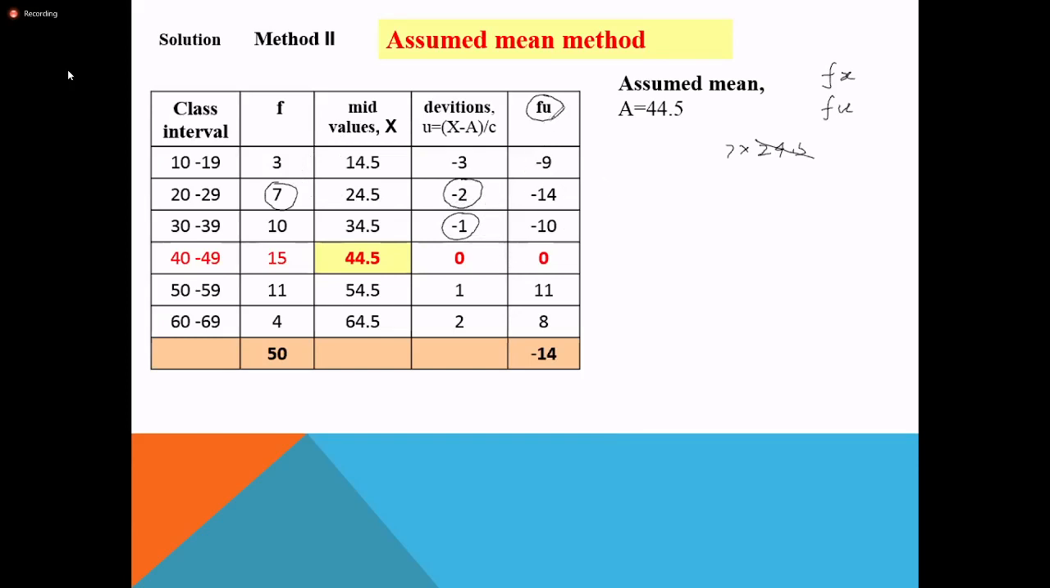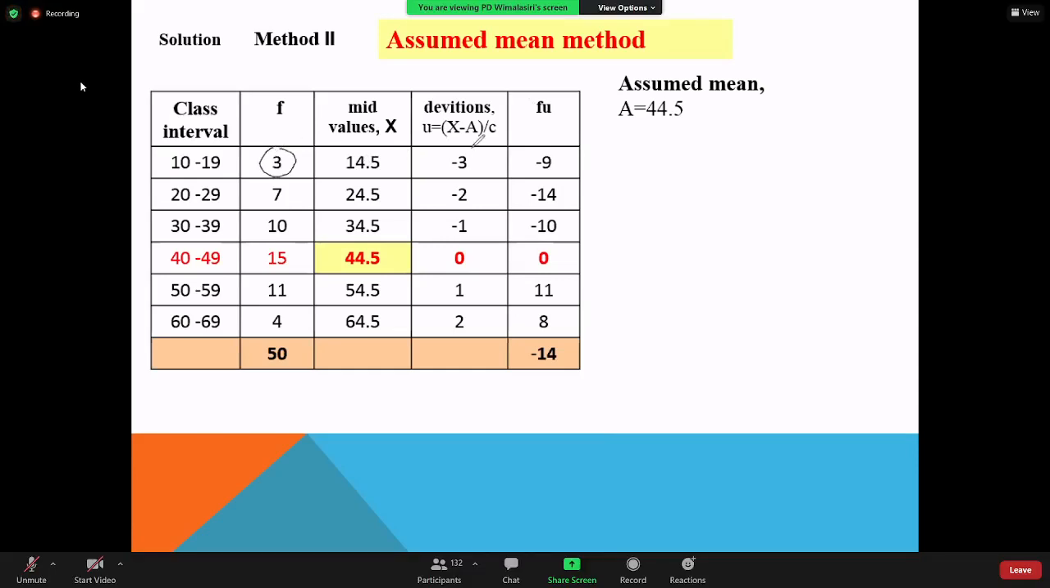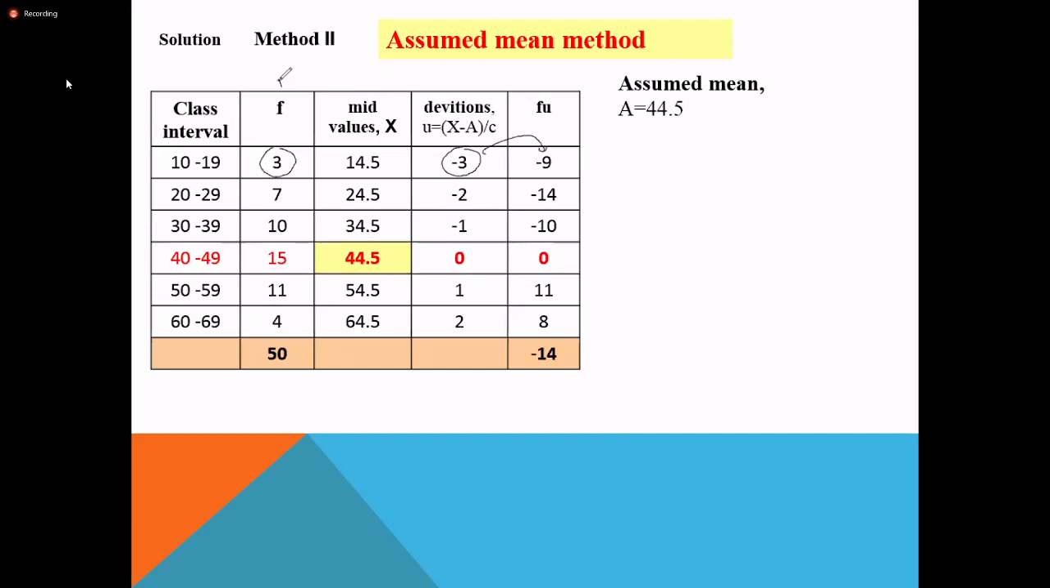Here, instead of fx, now you have to take fu. With fx, in some cases we had to multiply 11 by 54.5. Now what do we have to multiply 11 by? Then it is multiplied by 1. Too easy, no? Then it is 1. No need to multiply, actually. When the number 1 comes, it is the easiest of all. Then you have to get the fu value. Then 3 multiplied by minus 3. Then it is minus 9.